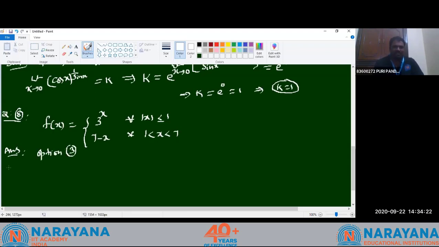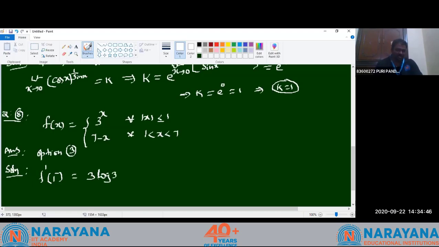Option 3 satisfies. For the solution here, first I am taking f dash of 1 minus, sorry, that means the left hand derivative at x equal to 1. Derivative of 3 power x means 3 power x into log 3, so 3 into log 3 we got.